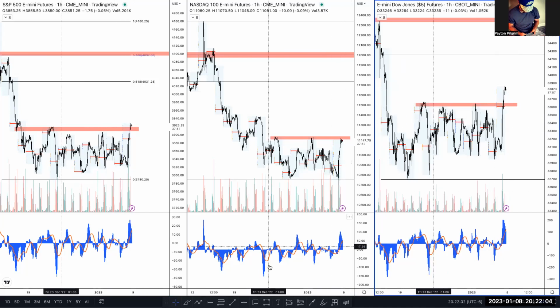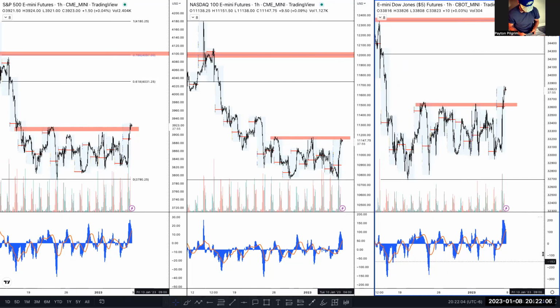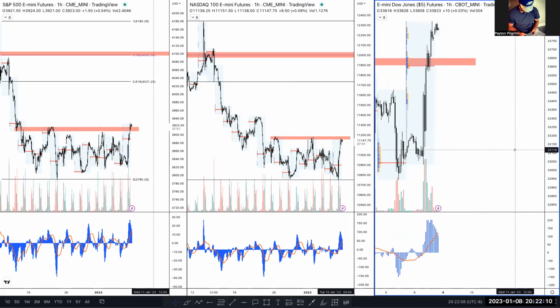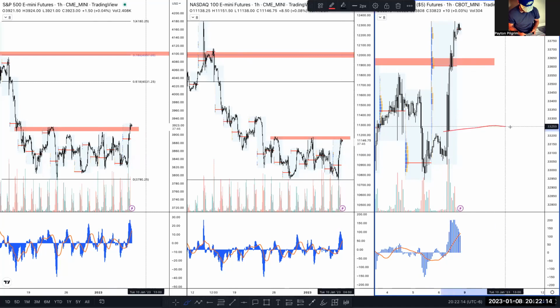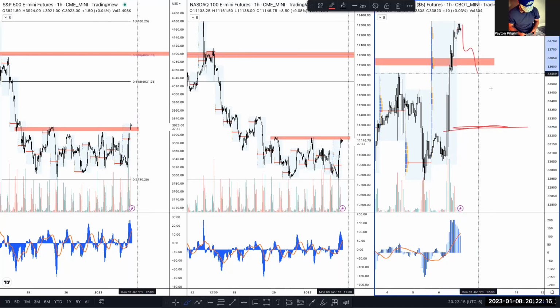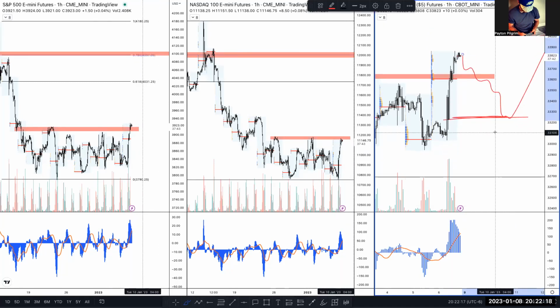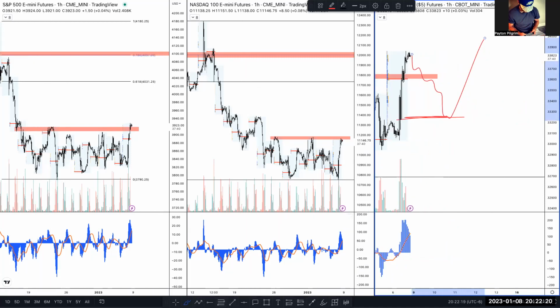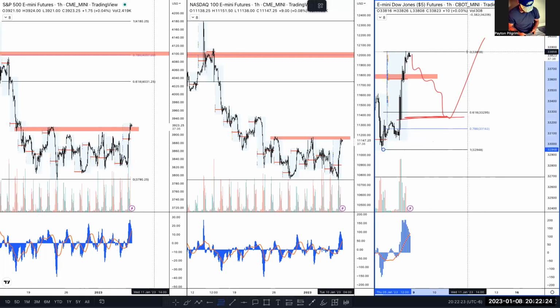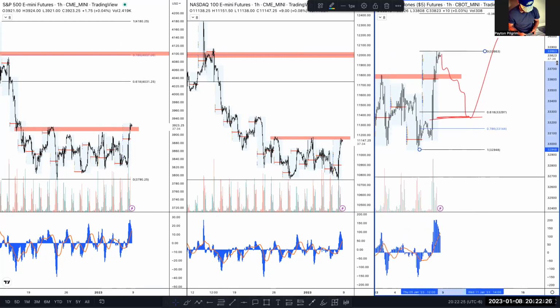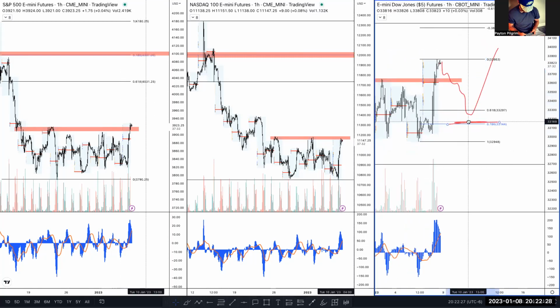So we get a correction on the Dow, right? Let's look at the Dow. If we get a correction here, I don't think we're going to get this deep of a correction, but somewhere in this area, we can fib it out and boom, we'll take it to the upside. So let's do this. Let's fib this whole move here. If we get this deep correction all the way down.